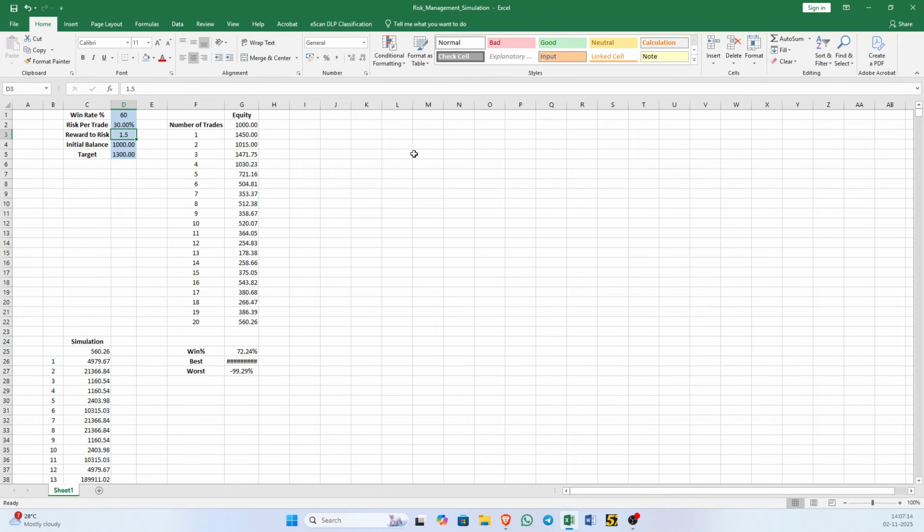So 30%, 72% again you're passing, but again you're blowing the account practically. 15%. This is better than blowing the account, but it's kind of close. But half the time you do pass the challenge in a month.